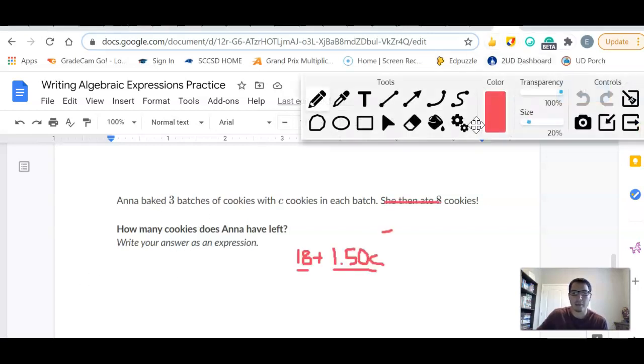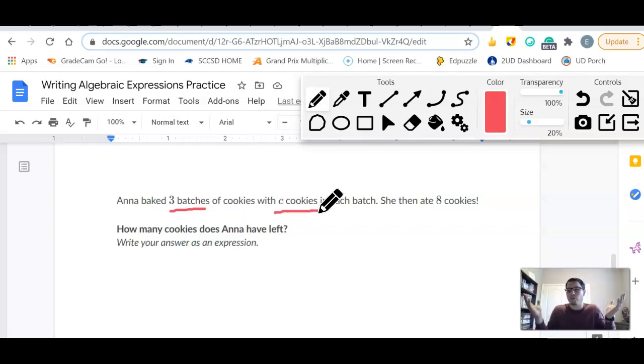It says Anna baked 3 batches of cookies. In each batch, there were C number of cookies. So we don't know how many cookies she baked in each batch. But we do know that she ate 8 cookies. And we want to know how much she has left. So we take 3 and we are going to multiply it by C. The number of batches times the number of cookies in each batch.